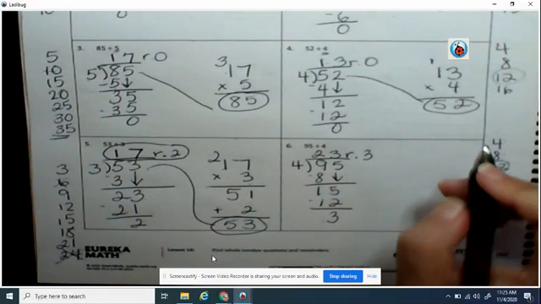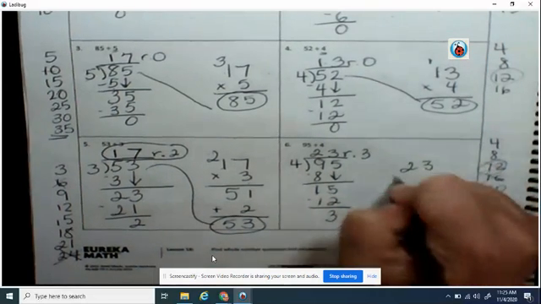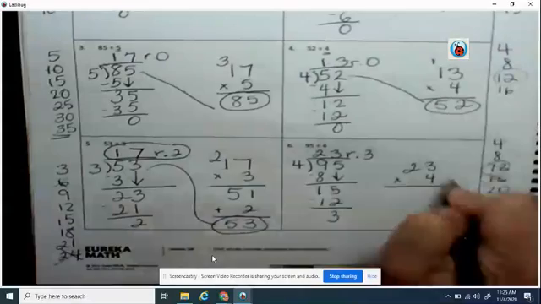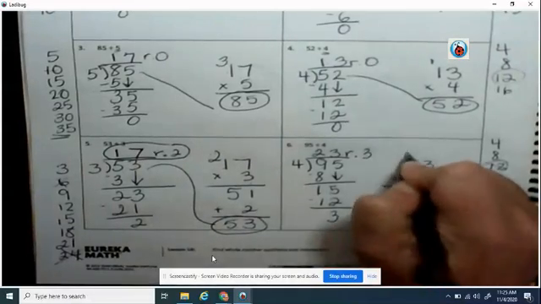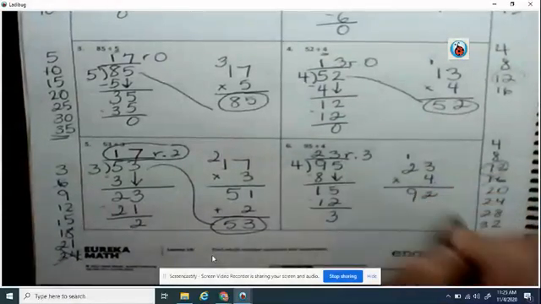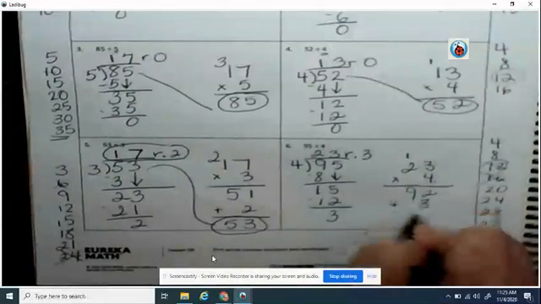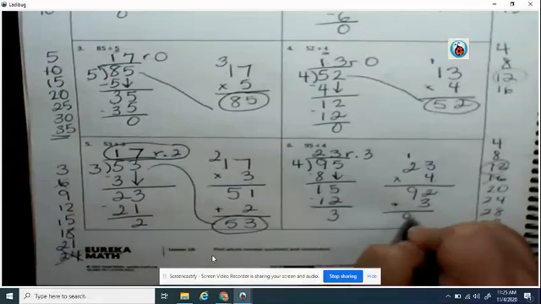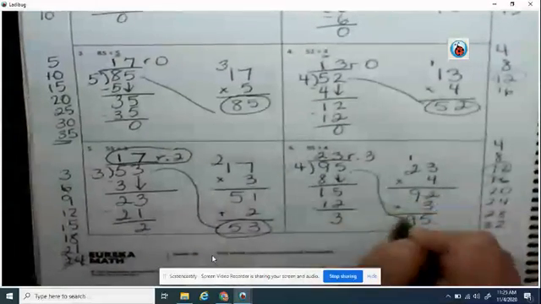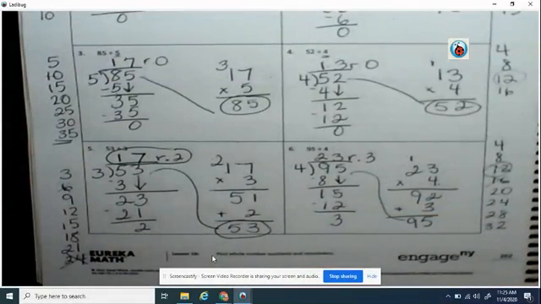So my answer is going to be 23 times 4. 3 times 4 is 12. 2 times 4 is 8 plus 1 is 9. That's 92. Plus the 3 I have left over is 95. Those match. So I know I did that math correctly.